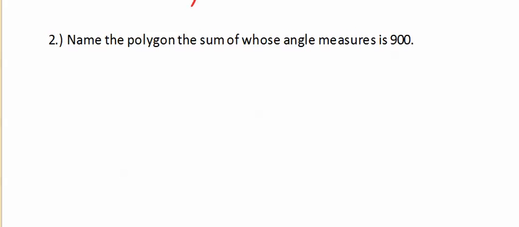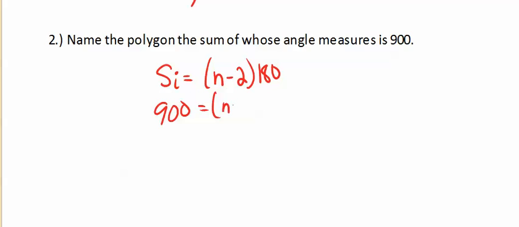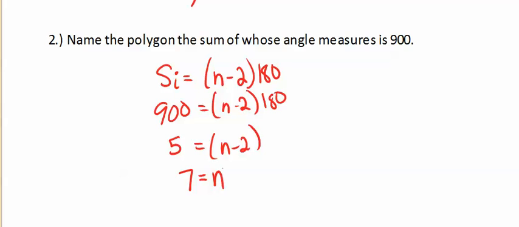A second example is to name the polygon the sum of whose angle measures is 900 degrees. Again, remember, the exterior will always be 360, but the interior is different. So we know that the measure is 900, so that's our sum of our interior. And we can calculate this by the number of sides minus 2 times 180. So n minus 2 times 180. If we divide by 180, we get 5. We add 2, and we get 7.